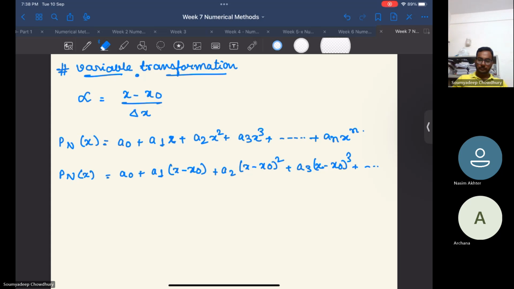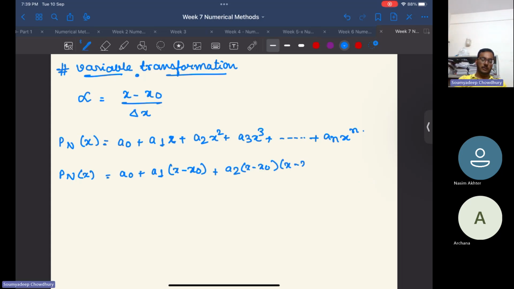Okay. Now the actual polynomial was a naught plus a1x plus a2x square plus a3x cubed, up to an x to the power n. However, we just reframe this polynomial and only the coefficients will change. So we can write it as a naught plus a1 into x minus x naught, a2 into x minus x naught whole square, plus a3 into x minus x naught whole cubed, and this continues till an into x minus x naught whole power n. Is it clear? One second, I made one mistake here. Basically, not square, rather this one.